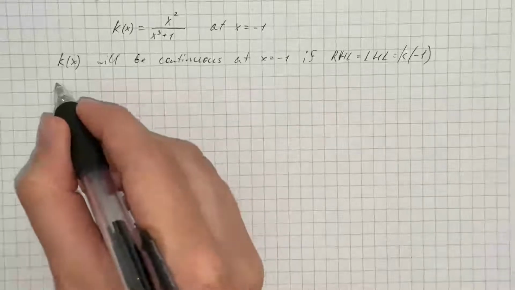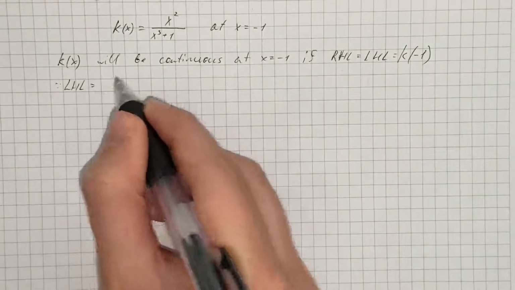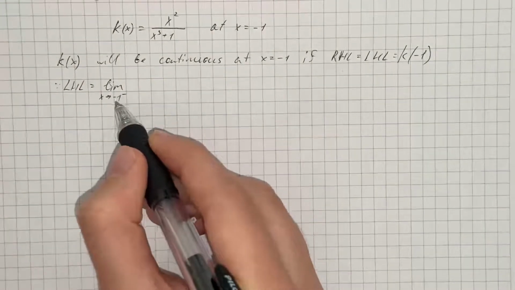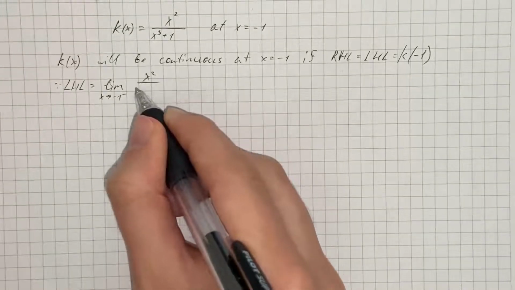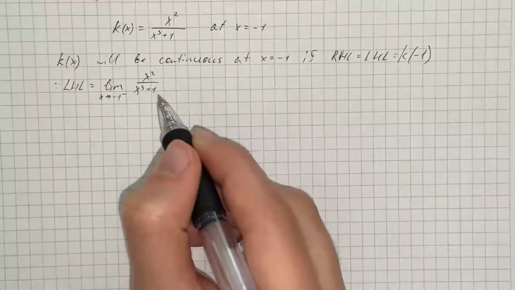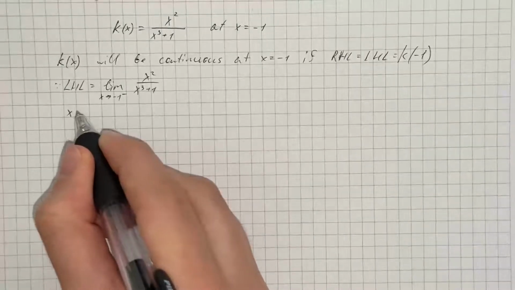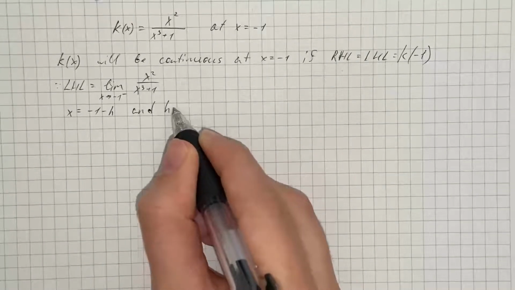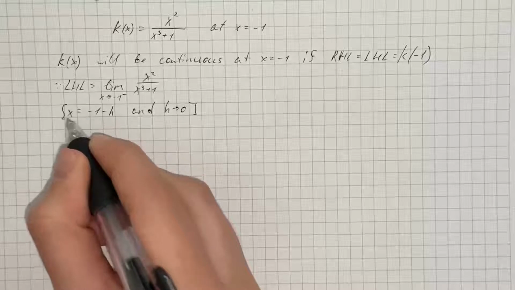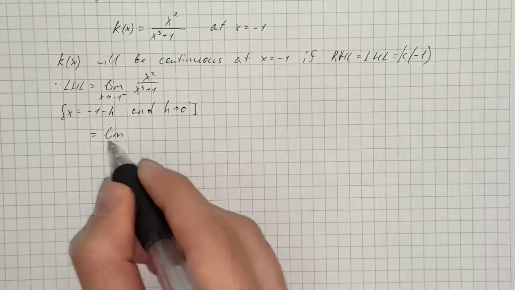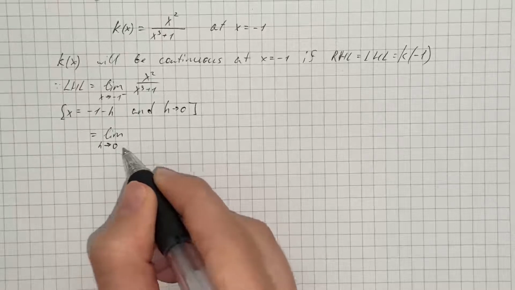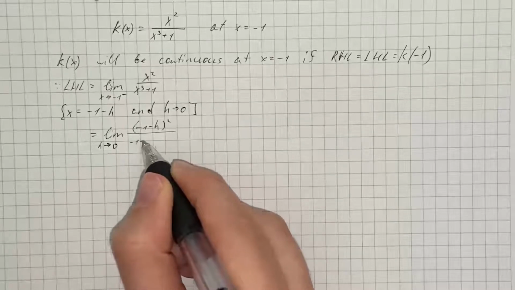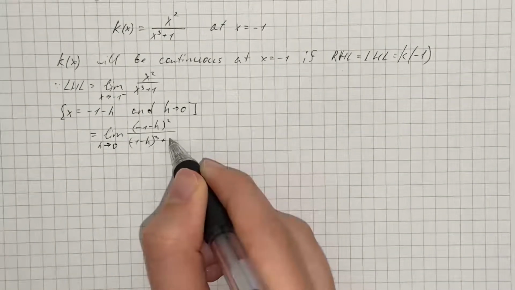So at first we're gonna find the left hand limit, so that's the limit as x approaches -1 from the left side of x squared over x cubed plus 1. And now we're gonna change the limit, so x equals -1 minus h, and h approaches 0. So we get the limit as h approaches 0 of (-1 minus h) squared over (-1 minus h) cubed plus 1.